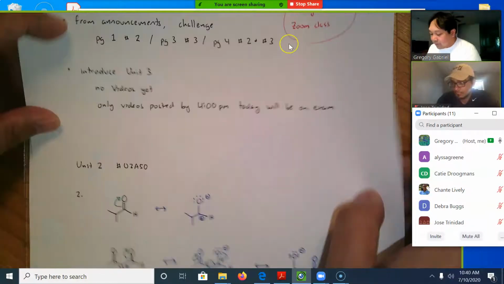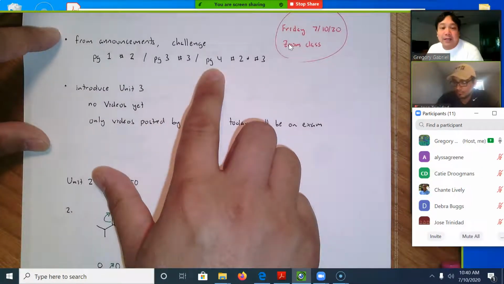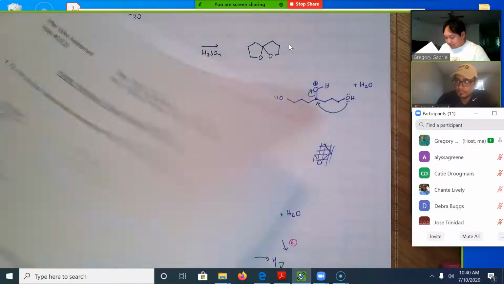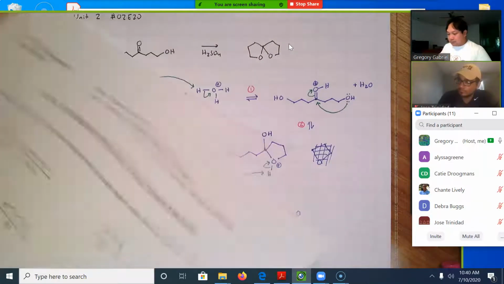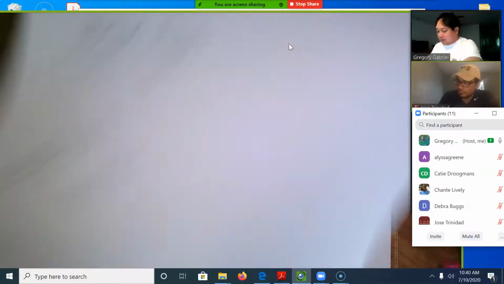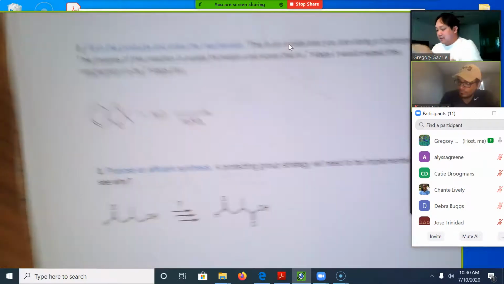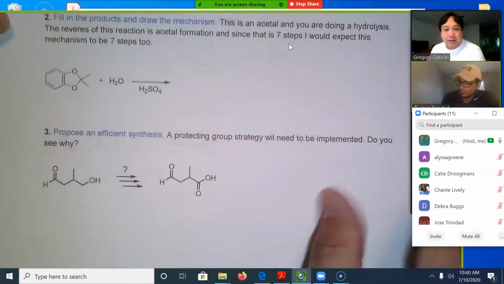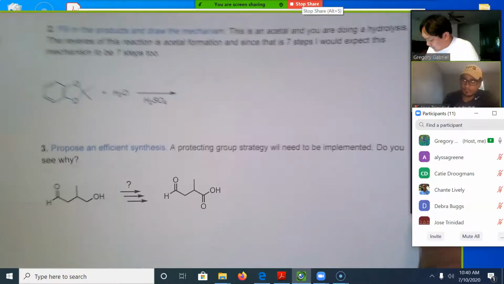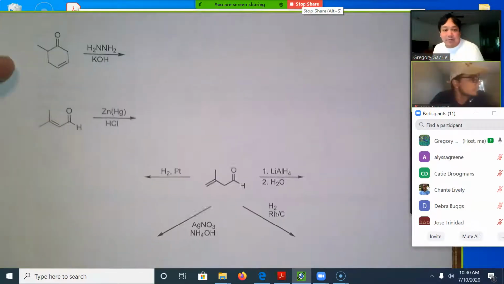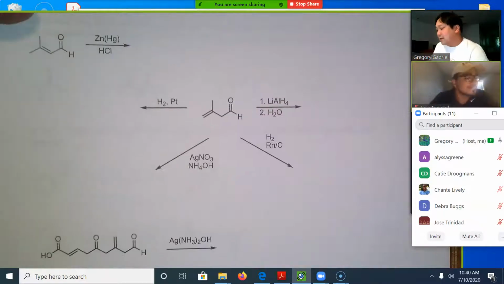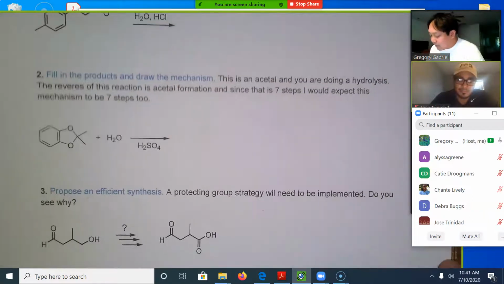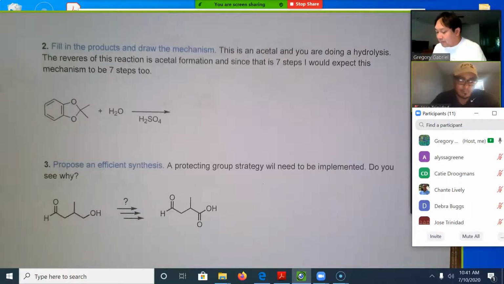I do want to introduce Unit 3. So let me see what page 4 is. Page 4 is problems 2 and 3. This is page 4, number 2 and 3. Page 5 is just allowed to fill in the products. That is the minimum that you would have to know how to do. But 2 and 3 are a little more challenging. We're only going to do one of them.